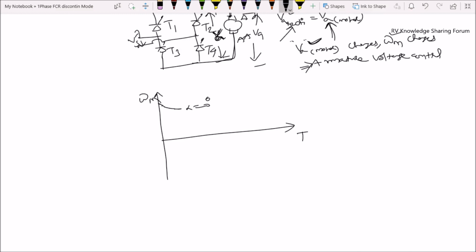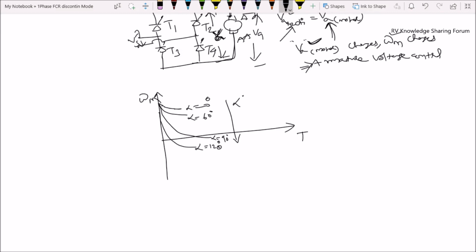If I increase the firing angle alpha to somewhere around 60 degrees, the speed decreases, but there is not much variation. When the firing angle alpha is equal to 90 degrees, this is our speed torque characteristic, and if we still increase the firing angle, the speed still falls. So the speed decreases when you increase the firing angle.